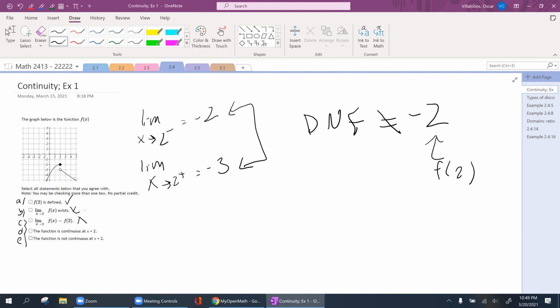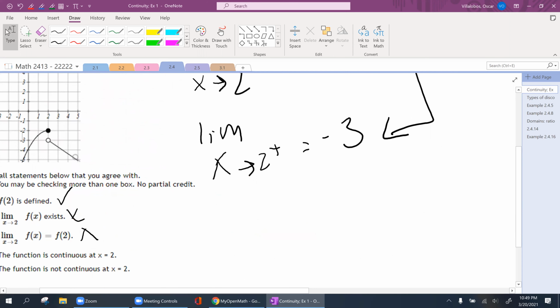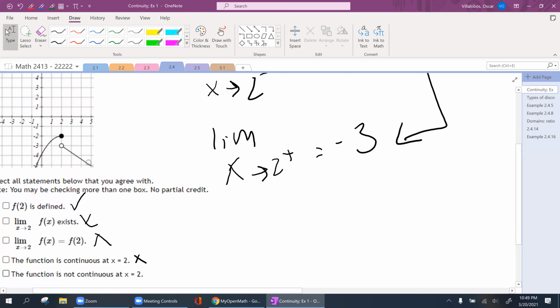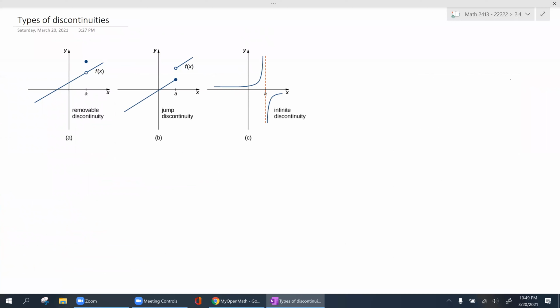So that also fails. The function is continuous at x equals 2. Well, that's not possible, because it's not continuous. It's here, it's here, it's here, and then there's a jump. So that is not continuous. The pencil was lifted, so it cannot be that. And then I'm told that the function is not continuous at x equals 2. That is true. There's a hole there, there's a jump. So if I had to choose, I would choose A and E as my final answer. We saw a discontinuity there.